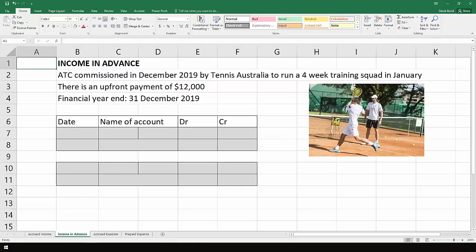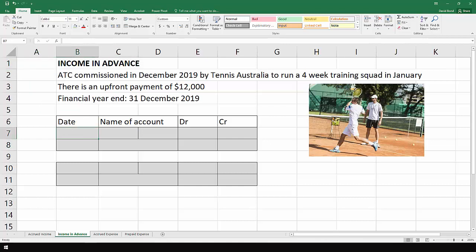The second example is income in advance. In this particular example, ATC is commissioned in December 2019 by Tennis Australia to run a 4-week training squad in January, so in the following year. There is an upfront payment of $12,000, and the financial year end is 31st of December 2019. So the payment now happens in 2019, and the service gets performed in the next accounting period, in this case 2020.